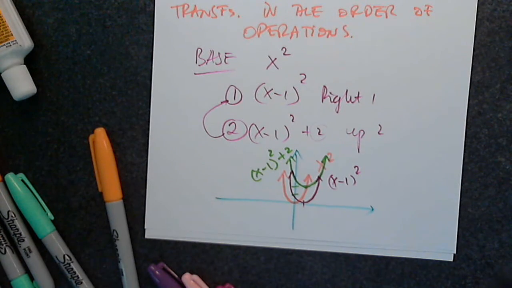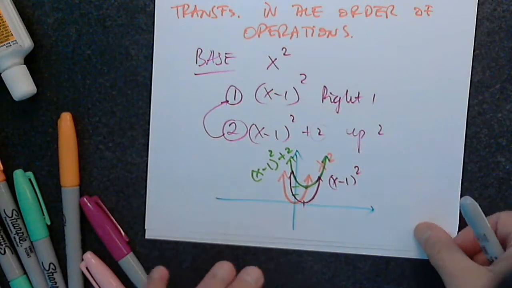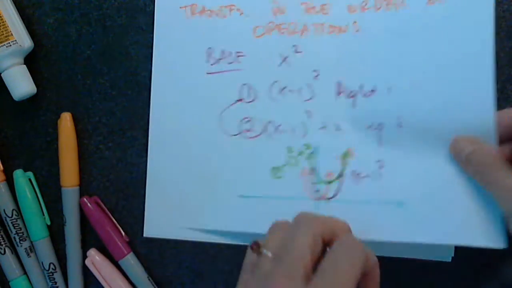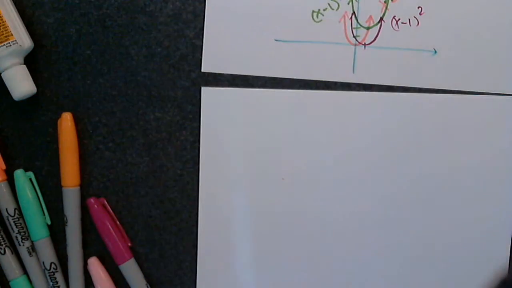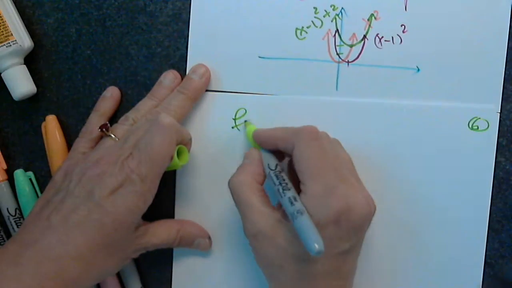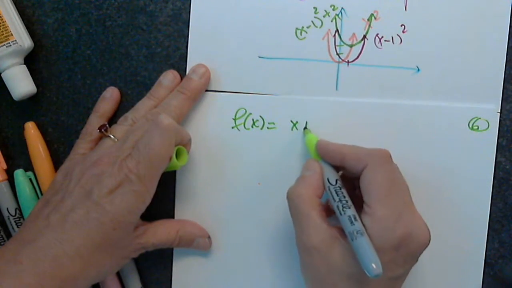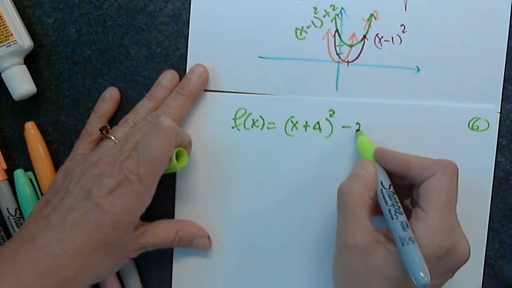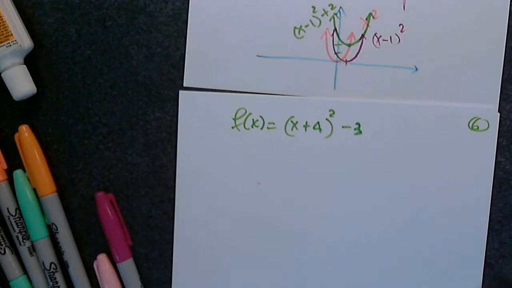Now, if I give you the following function, let's say f of x equals x plus 4 squared minus 3. Without doing anything, can you visualize this graph? And the answer is of course. The base function is x squared. Where do I shift the graph? Left 4. And where do I go now? Down 3. We haven't even graphed it. We didn't use a graphing calculator. We didn't even use paper. We just imagined the graph.